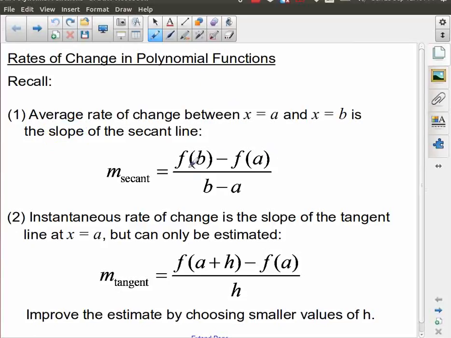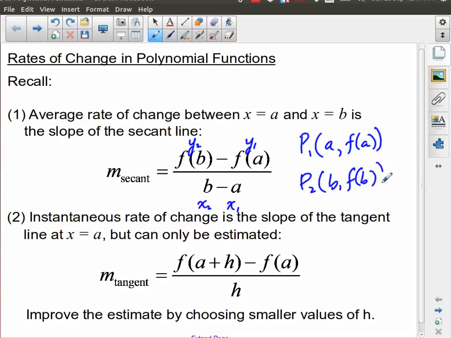The second thing is function notation. So instead of saying y2 minus y1, this is the second y coordinate, the function at b; y1 is the function at a. The second x coordinate, the first x coordinate. So in other words, my first point is a, f at a, and my second point is b, f at b. So these are x, y; x, y. We're just finding a slope.